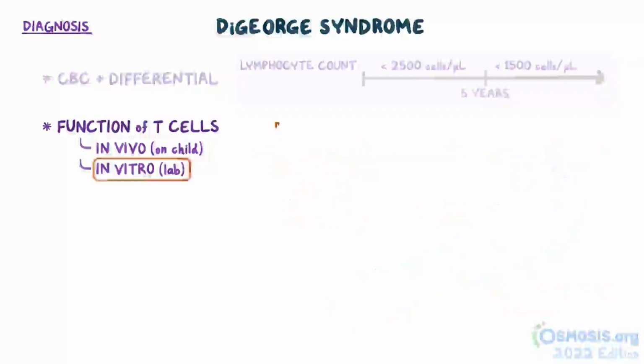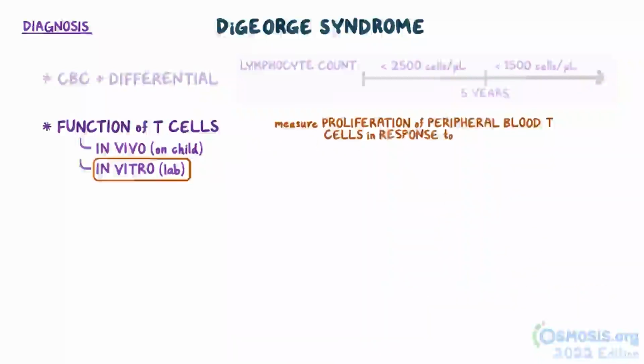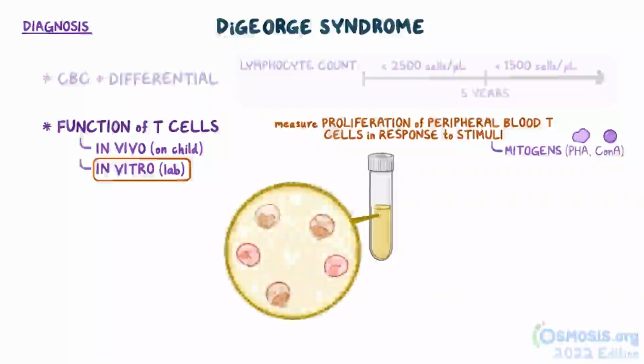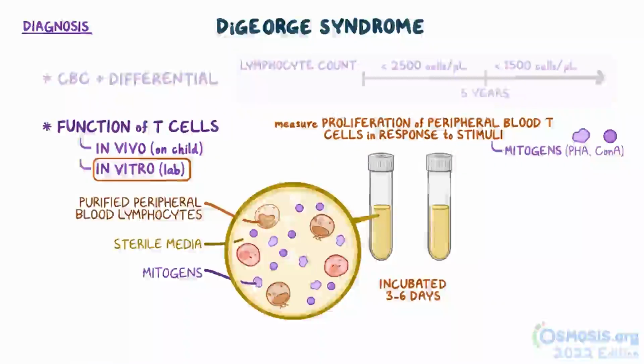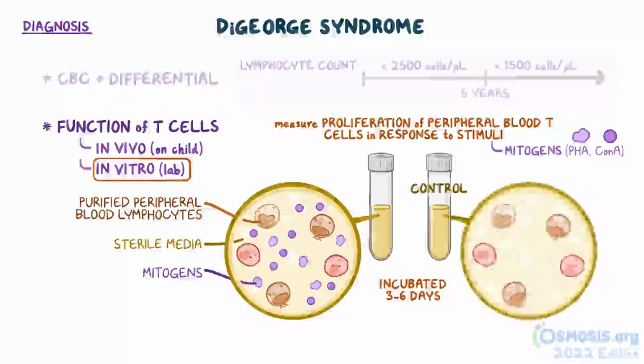In vitro studies measure the proliferation of peripheral blood T cells in response to certain stimuli, such as mitogens, like phytohemagglutinin, or PHA, and concanavalin A, or ConA. The way this is done is that the child's purified peripheral blood lymphocytes are incubated in sterile media together with the mitogens for 3 to 6 days. A control tube with cells and media alone is also incubated.